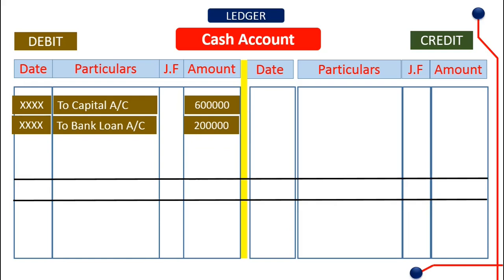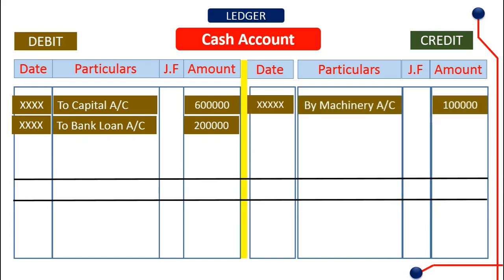The third journal entry is machinery account debit to cash account. In this journal, cash account has been credited, so we will write the event on the credit side of cash account or cash ledger. But we do not mention the name of an account within that account. So we will write the other side of the transaction, which is by machinery account. It is customary to write by before the name of an account on the credit side, just as it is to write to on the debit side.